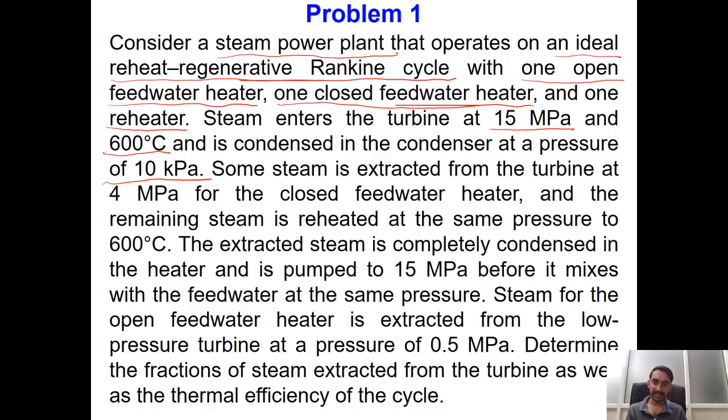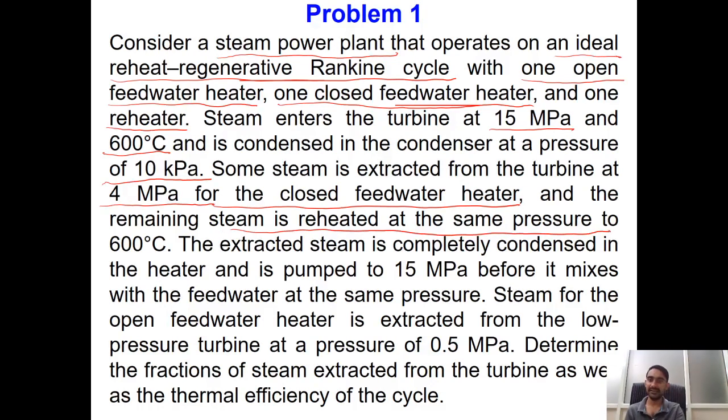Now, some of the steam is extracted from the turbine at 4 megapascal pressure for the closed feed water heater. It means that when the steam is expanded over the high pressure turbine, at a pressure of 4 megapascal some of the steam is taken out, and this steam is then passed through a closed feed water heater, and the remaining steam is reheated at the same pressure.